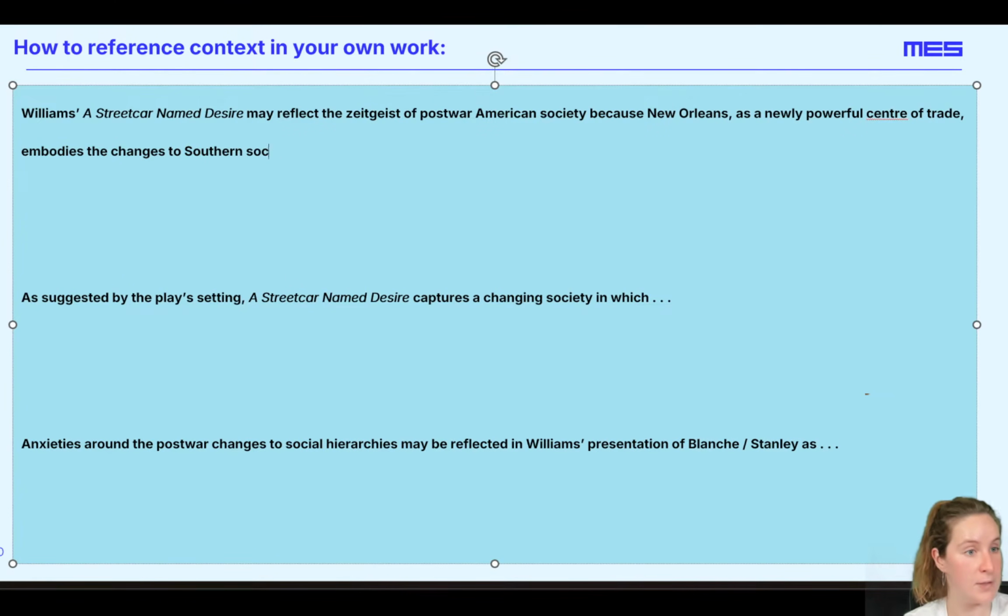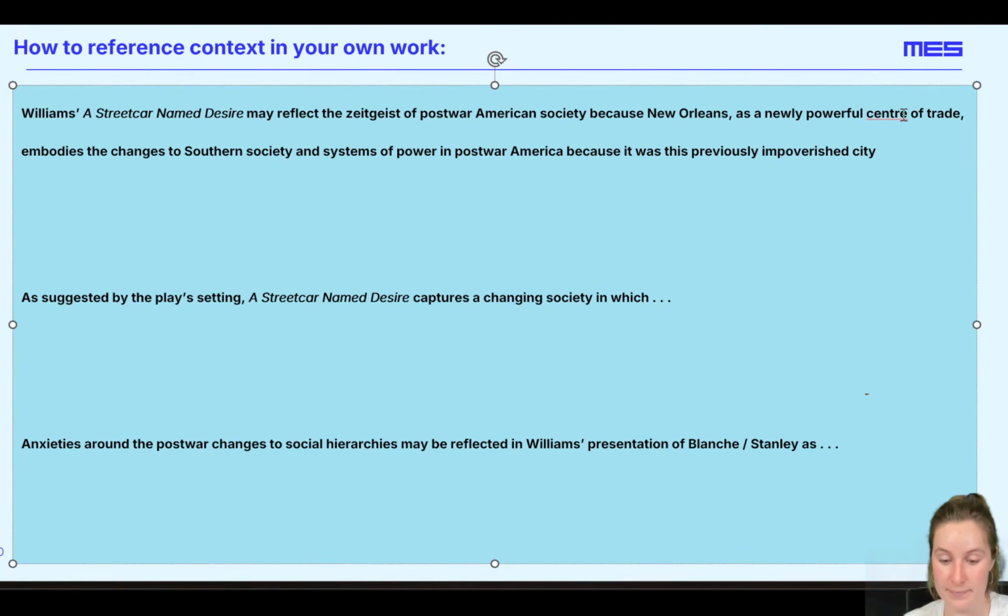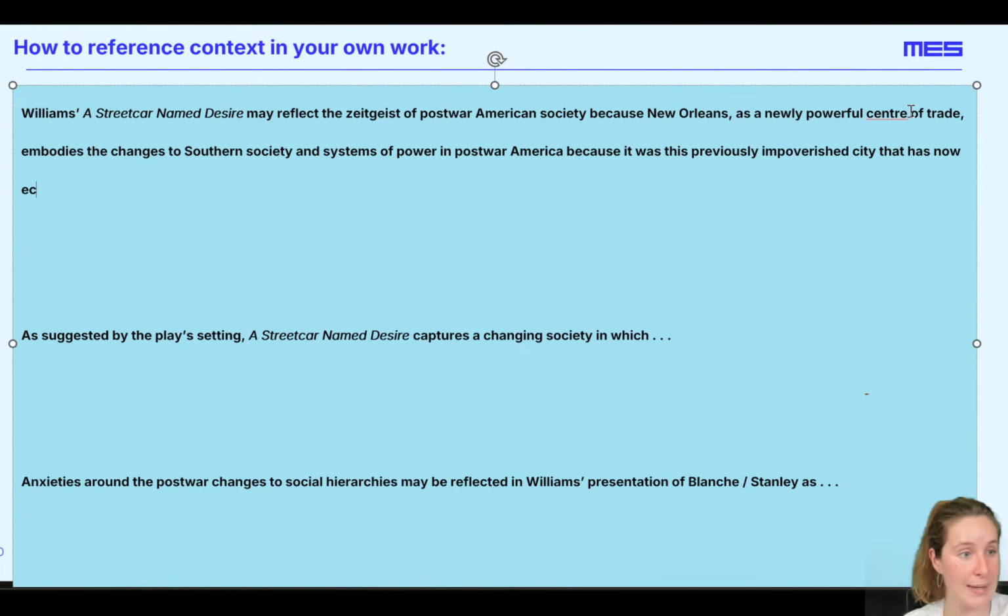As a newly powerful center of trade, New Orleans embodies the changes to Southern society and systems of power in post-war America, because it was this previously impoverished city that has now eclipsed the former centers of Southern power, such as plantations owned by the planter class.